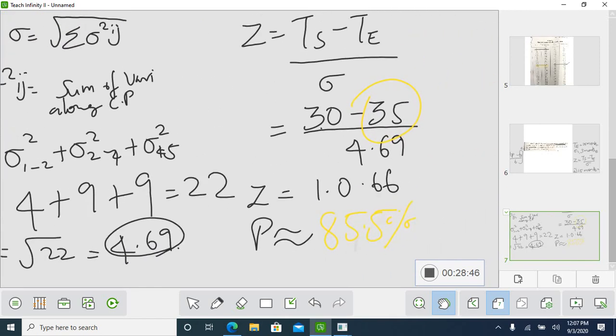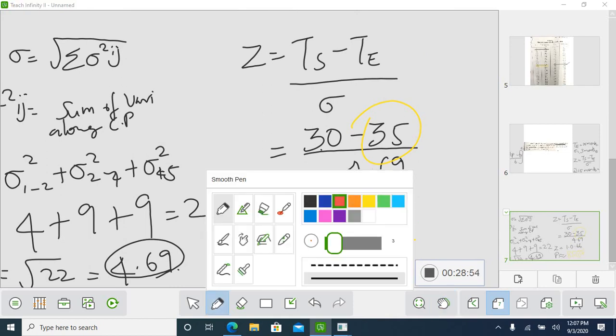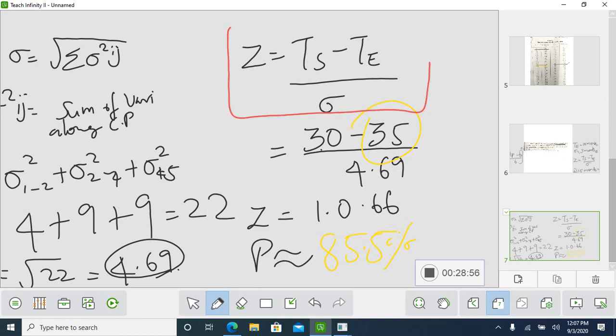Then you apply the variance value in TS minus TE. To work out this formula, you need to find all of this. Then applying it in this formula, you get an 85.5% chance to complete this project in 35 days. Do you have any doubts? This is how we calculate the probability sum.